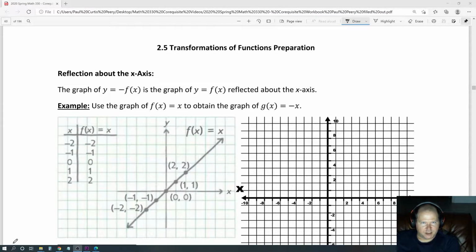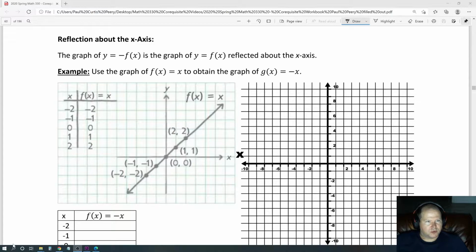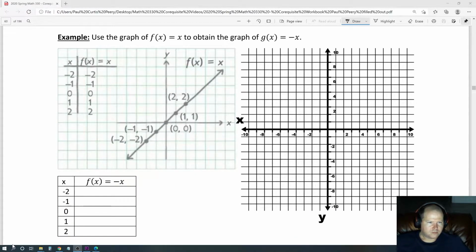2.5, transformations of functions preparation. All right. So the graph of y is equal to negative f of x is the graph of y is equal to f of x reflected about the x-axis. Cool. So let's see this.